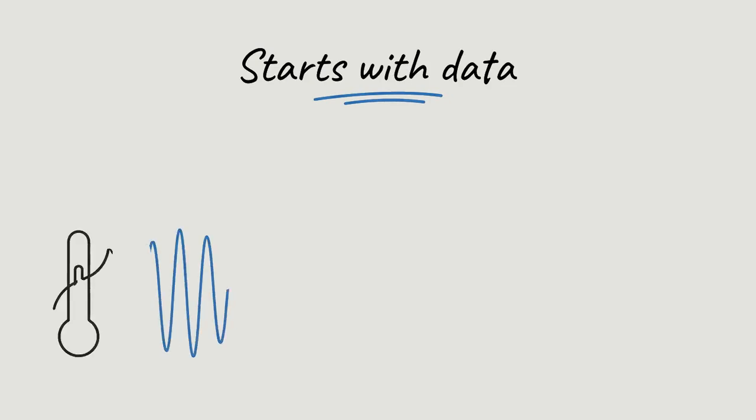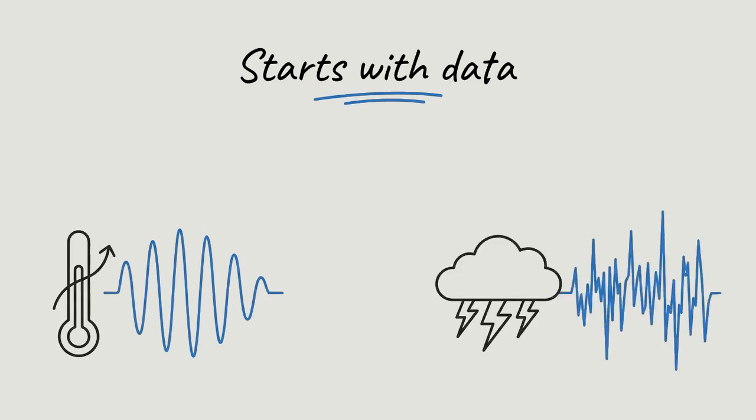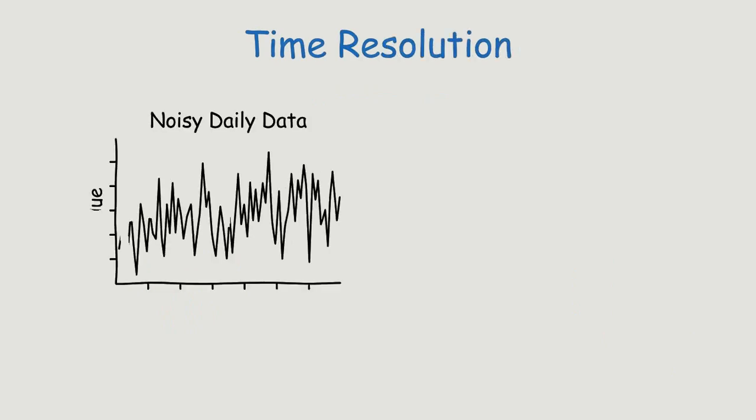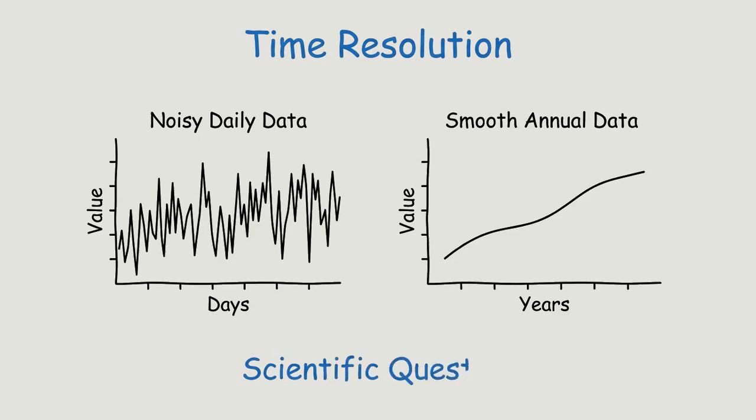Everything starts with the data. Your conclusions can never be stronger than the data you chose. Temperature is usually easier than precipitation because the signal is larger relative to noise. Extremes are harder still and need different tools. Time resolution matters. Daily data are dominated by weather noise. Annual data suppress that noise but hide structure. You choose resolution based on scientific question, not convenience.